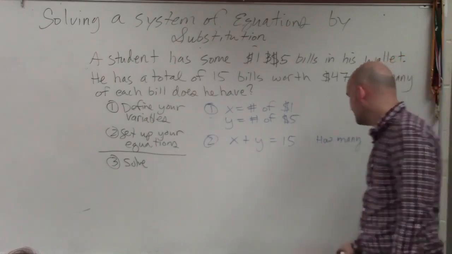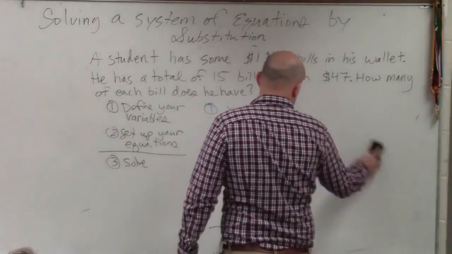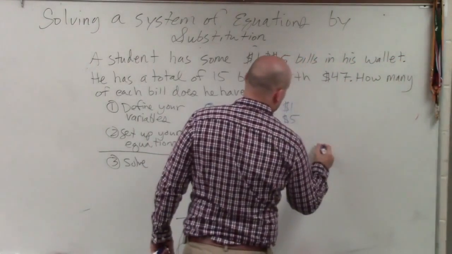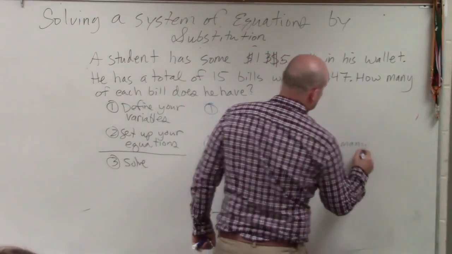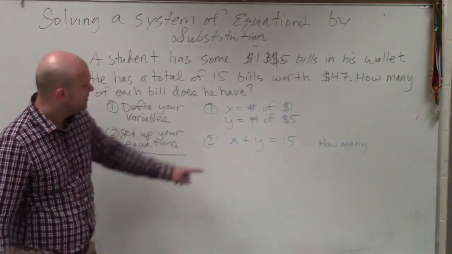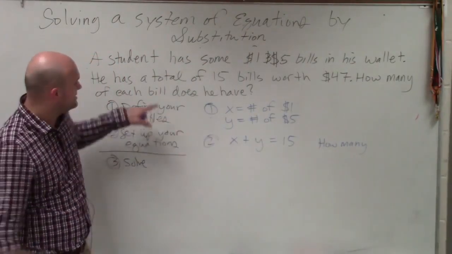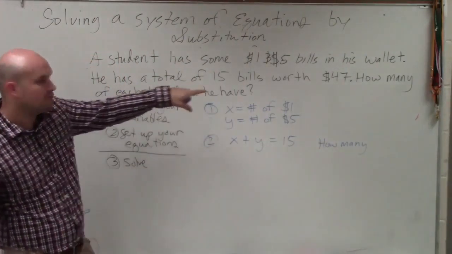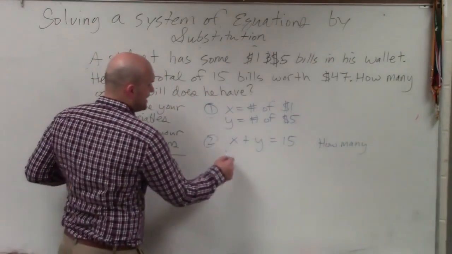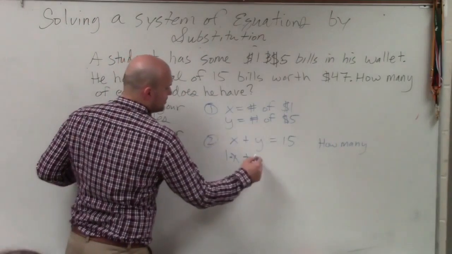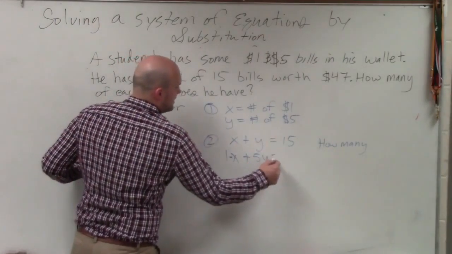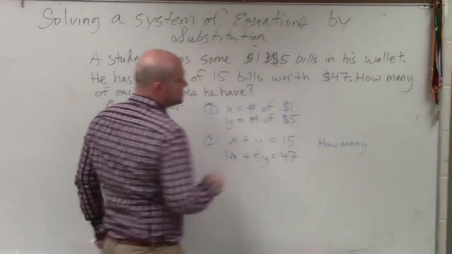That equation represents how many total he has. And then the next one is the worth, which is $47. Well, each $1 bill has a worth of 1. Each $5 bill has a worth of 5. And that equals 47. Now, I'm not going to use the dollar signs.